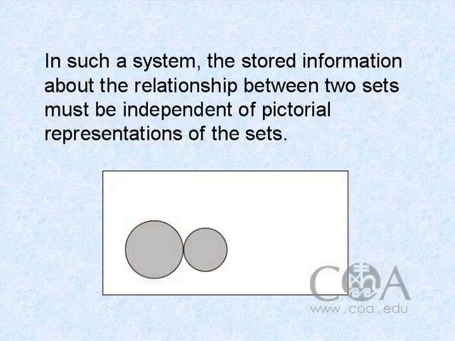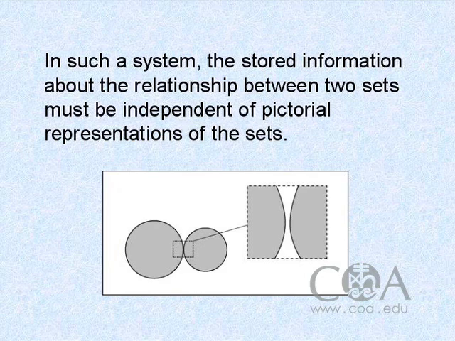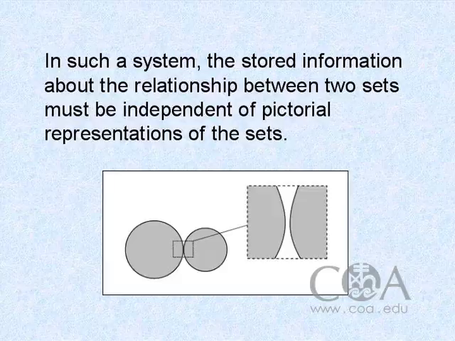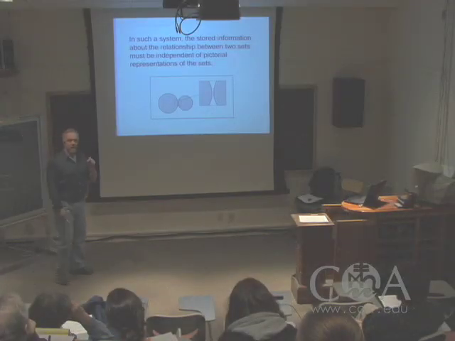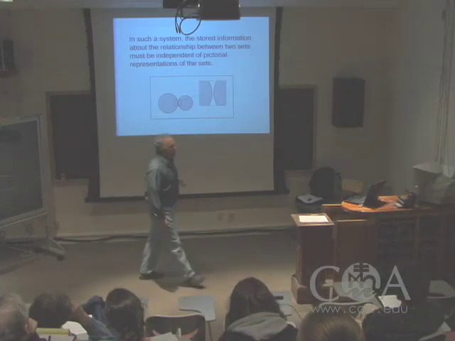In such a system, the stored information about the relationship between two sets must be independent of a pictorial representation. You look at those two sets and say, oh, all right, they meet on the boundary. They meet right here. But they may not. If you look closer, it may really look like this. You don't want to be misled by pictures in the work and the investigations you're doing. You want the information in the GIS to be independent of pictures.